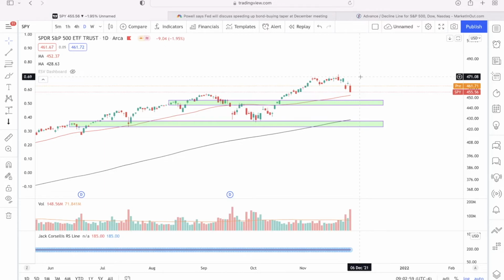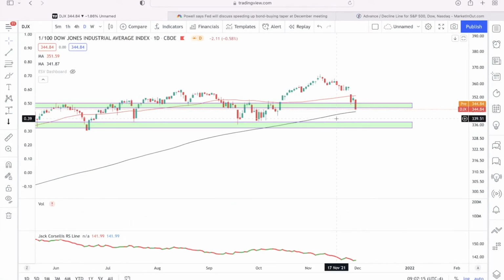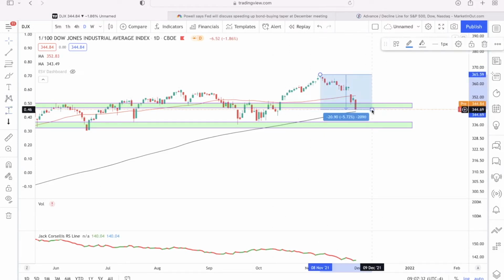Now let's take a look at the Dow Jones. The Dow Jones, similar to the S&P 500, has declined recently. But if we compare the magnitude of the decline, the Dow Jones declined more than the S&P 500. So if we take our two over here, we measure from the peak to where we are currently at right now, the Dow Jones declined by about 5.72%.